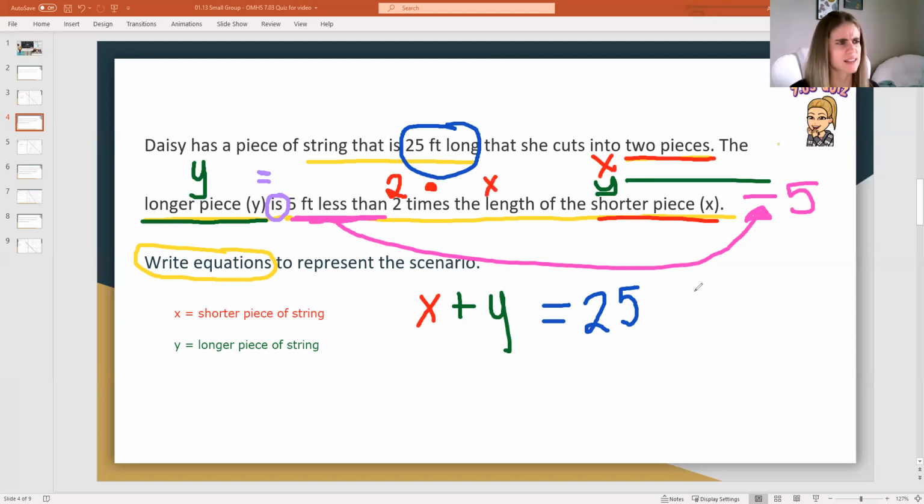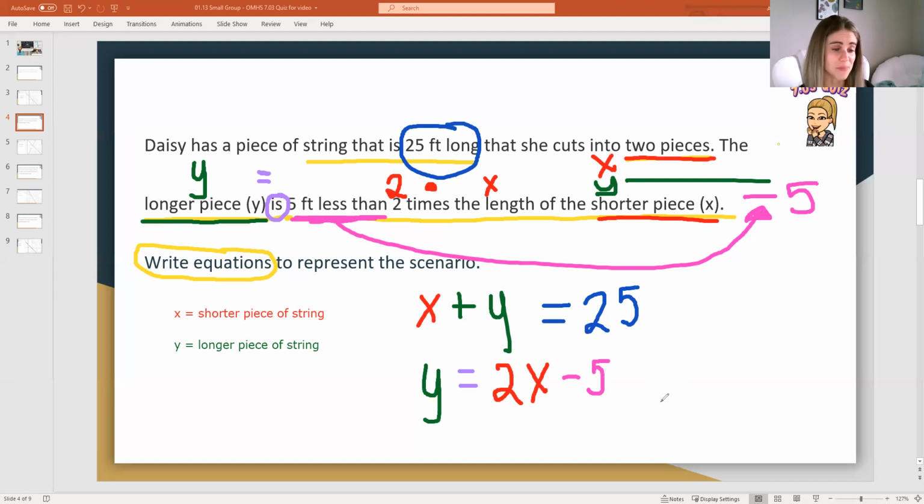All right, it's a little spread out, but I just wrote my equation. So let's bring it down here. And as I do, we'll read it to make sure it matches. So the longer piece y is 5 less than, so I'm going to wait to write that because that comes at the end. What it's less than is 2 times the length of the shorter piece. There we have it. We have 2 separate equations.